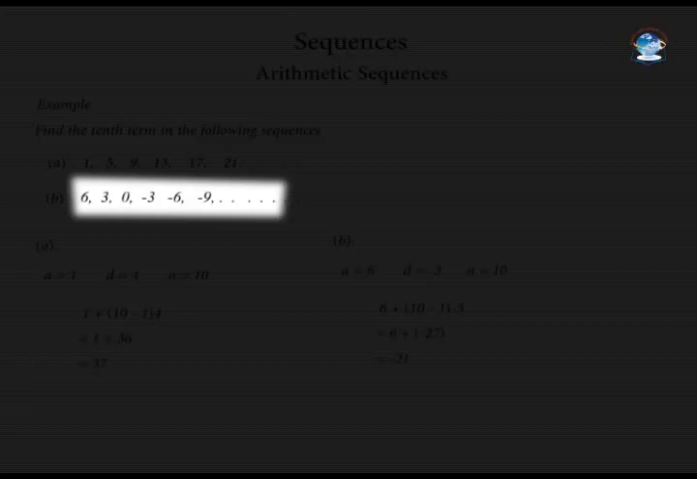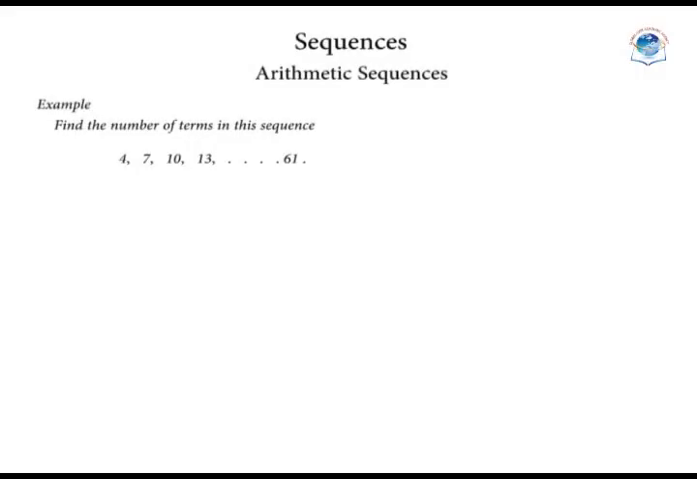Another example, find the number of terms in this sequence: 4, 7, 10, 13, all the way to the last term, 61. In this sequence, we have the first term 4, and we can see the common difference is 3. We are also given the last term of this sequence to be 61. So we need to find 61 is position what? So we are looking for n.